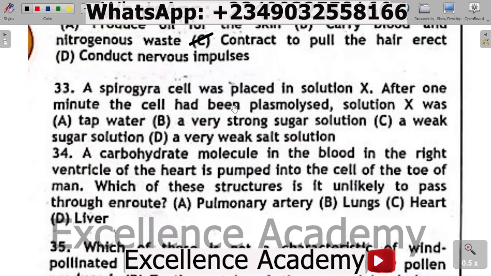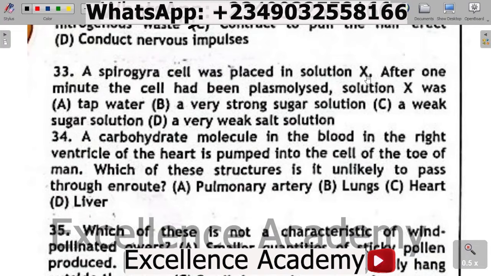Question 33. A spirogyra cell was placed in solution X. After 1 minute, the cell had been plasmolysed. Solution X was A. Tap water. B. A very strong sugar solution. C. A weak sugar solution. D. A very weak salt solution. The correct option is B, a very strong sugar solution, because plasmolysis involves the shrinking of cells to the extent that it will result in the pulling away of the cytoplasm from the cell membrane.